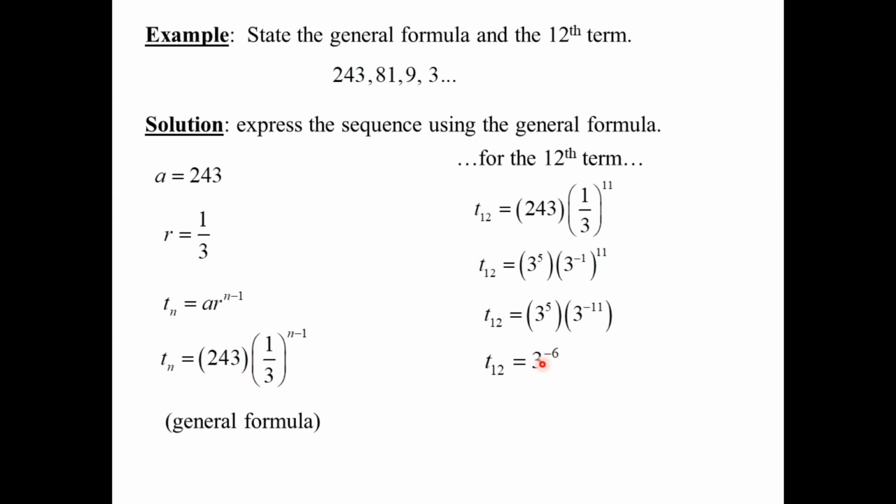And 3 to the minus 6 is 1 over 3 to the 6th. And it sure would be nice to know that 3 to the 6th is 729. A good student would know that. Don't use the decimal.